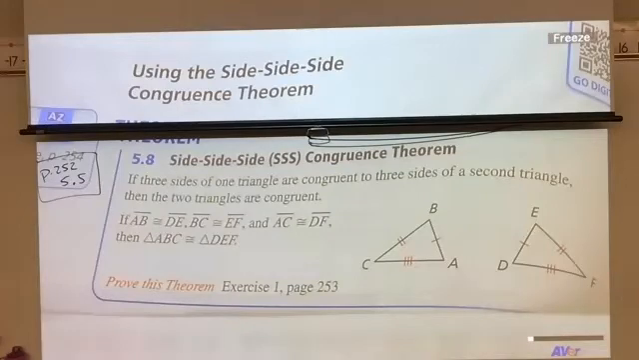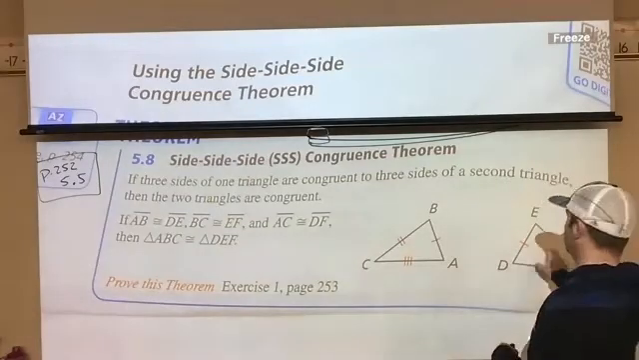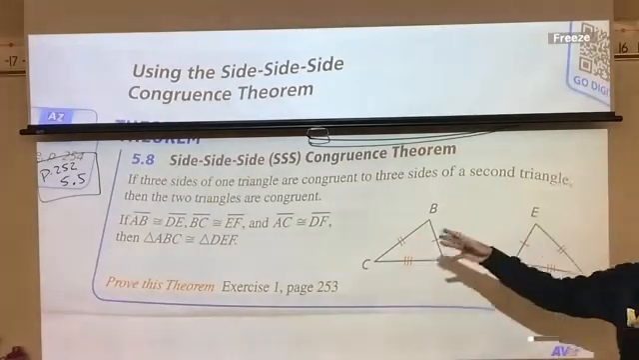Just like side, angle, side, we only need three pieces of information. That's going to be a common theme throughout all of these shortcuts, that we need three pieces of information. It's just a matter of which three, right? So here we have side, side, side. You see here with your three sides, these are congruent.